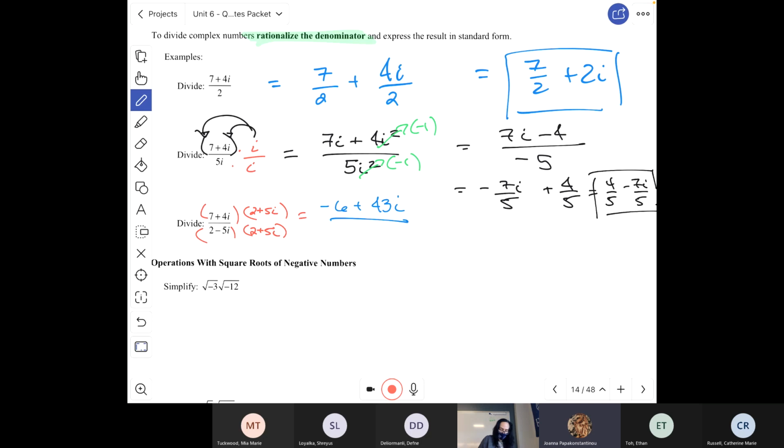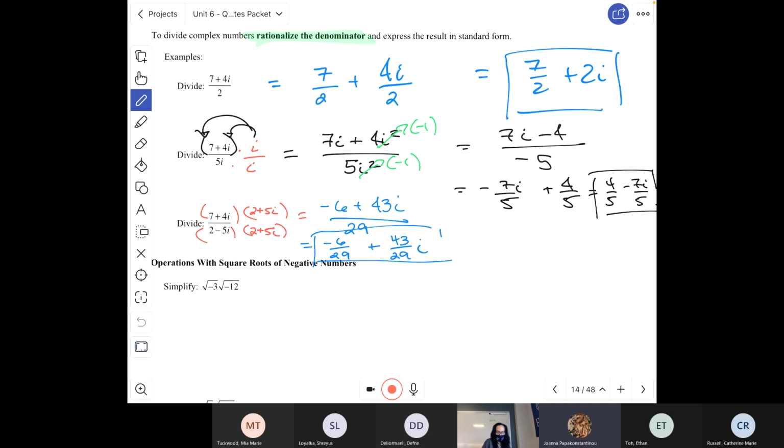The denominator should be 29. You are correct. Is that my final answer? No, it's not. What is my final answer? -6/29 plus 43/29 I. Yes. Simplified and written in standard form. Hopefully you can perform the multiplication and simplify. Combine like terms, address I-squareds.